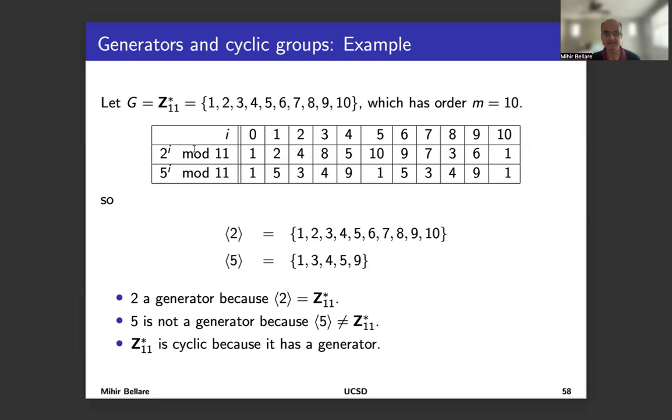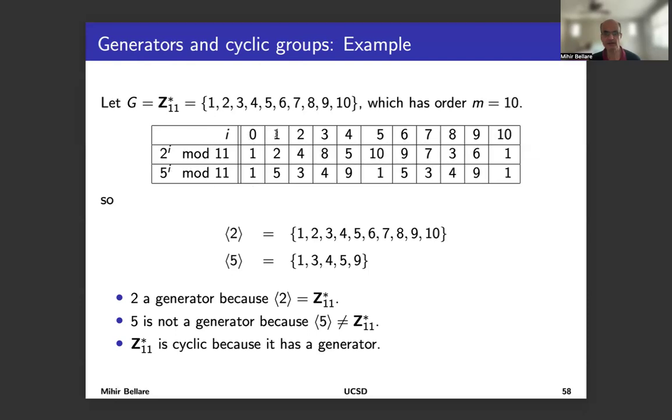Now, let's take different points in the group. Let's start with 2, it's in here, and raise it to different powers with the group operation. So we're working modulo 11. Here's a bunch of possible powers: 0, 1, 2, 3, all the way up to 10. When I raise 2 to those powers, here are the things I get.